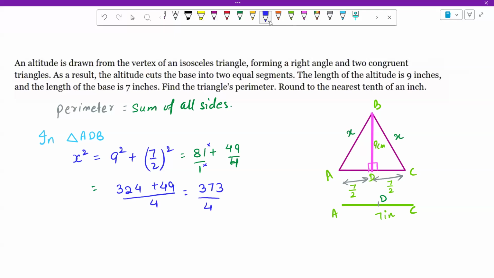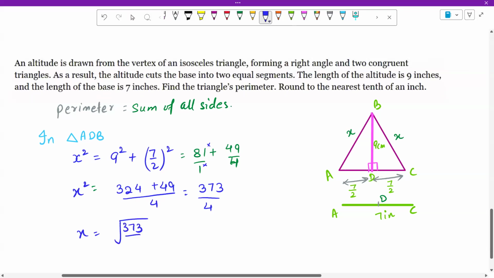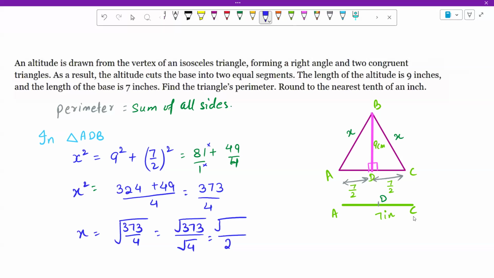No doubt. So they are saying round to the nearest tenth of an inch. That means we can also find out what it is in the decimal place. All right. So we got x squared. That means x is equal to root of 373 over 4. Okay. So after doing this, we know root of 373 we have to find differently and this one differently. So we're getting 2 here, and 373, its square root we have to find out.